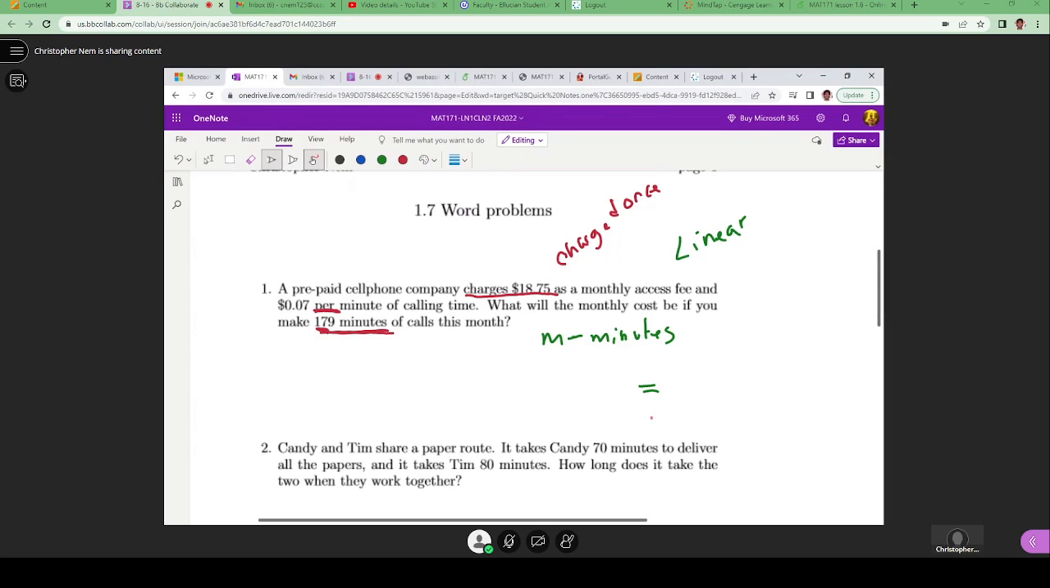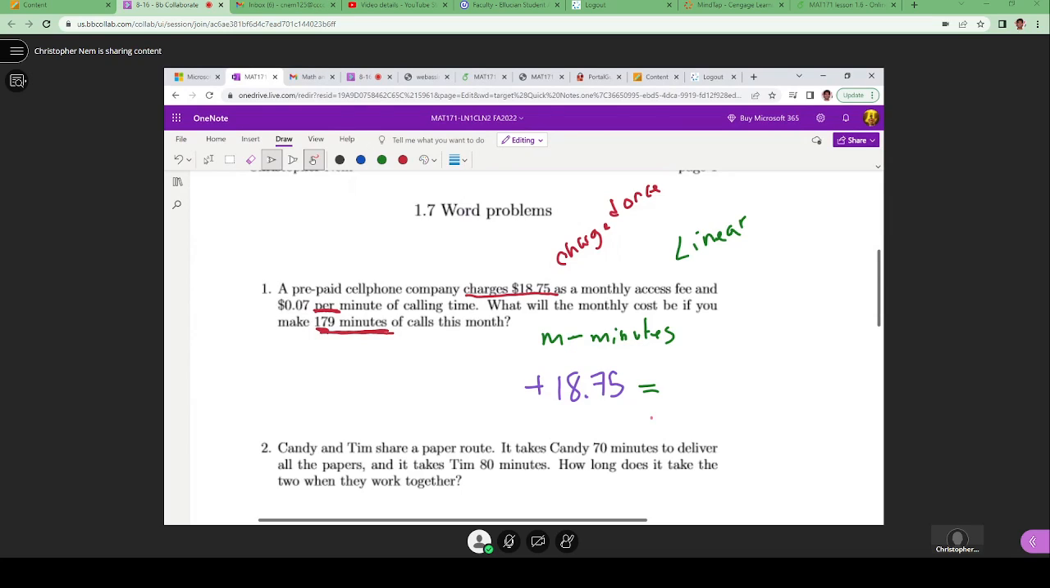So my flat rate is $18.75. Well, that only happens once this entire month. We're only asking for the price for the month. So if we're only charging that in a month, then that is our flat rate. It only happens once. So we're adding this one time only.